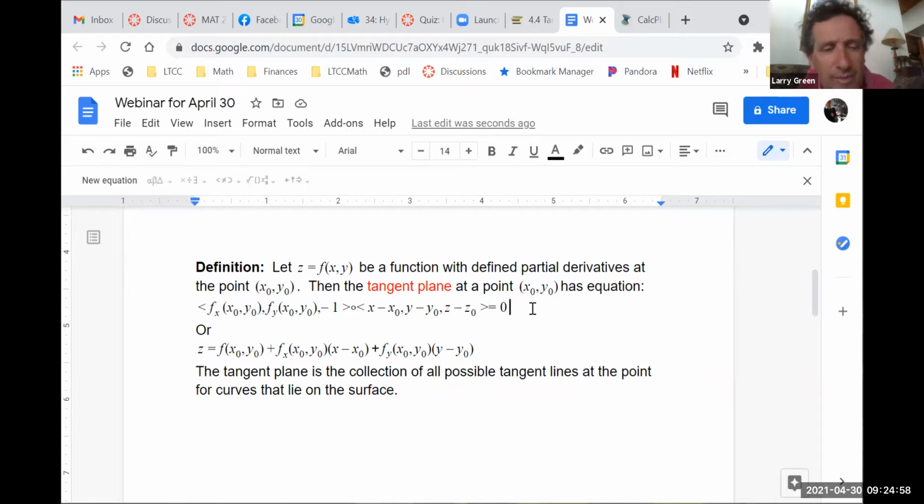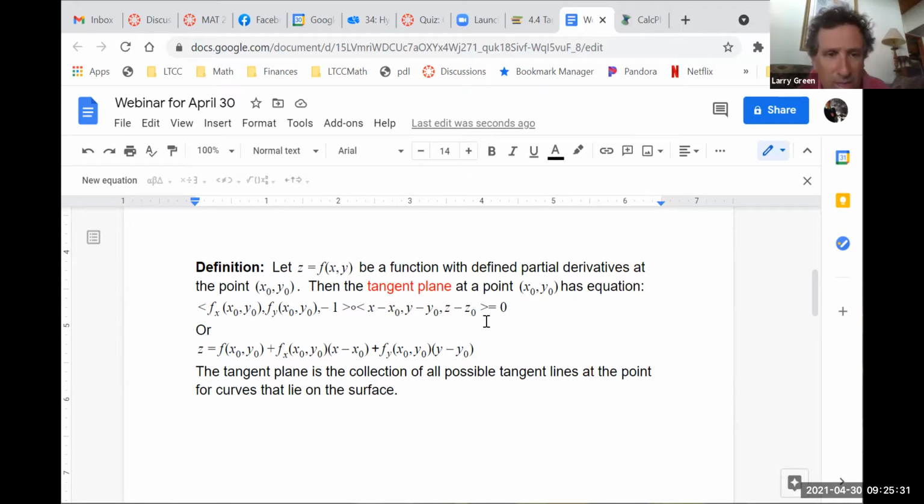Okay, so I want to look at this a little deeper. If you have the dot product of two vectors equals 0, what do you know about those two vectors? What do we call them by definition? Starts with an O. Yeah, orthogonal. Okay. So what this says is that this interesting vector, f sub x, f sub y, and comma -1, is orthogonal to x minus x naught, y minus y naught, and z minus z naught as a vector.